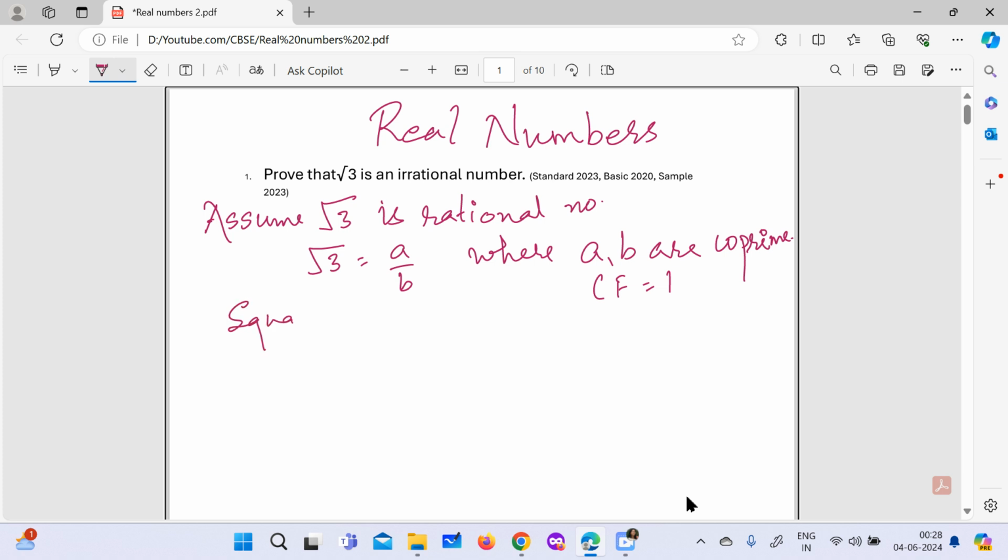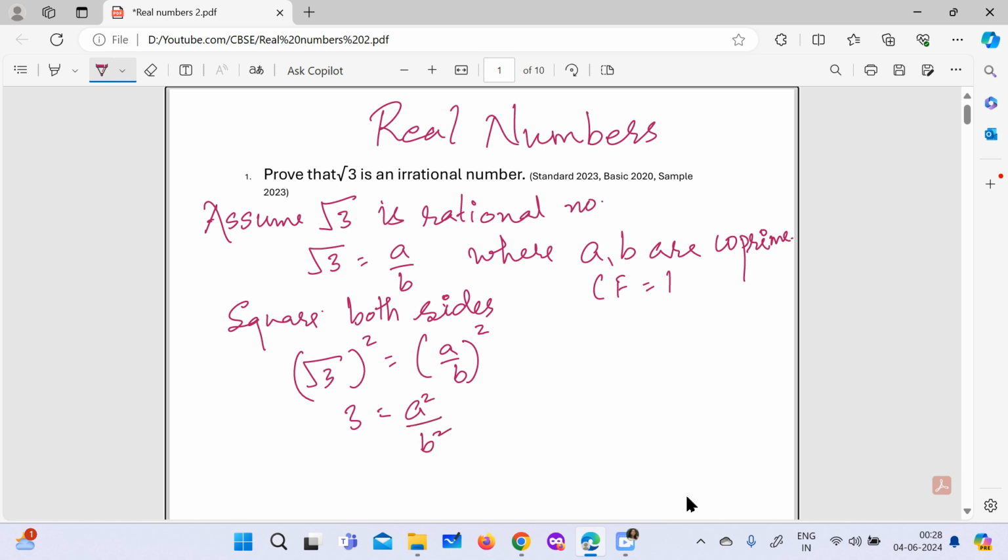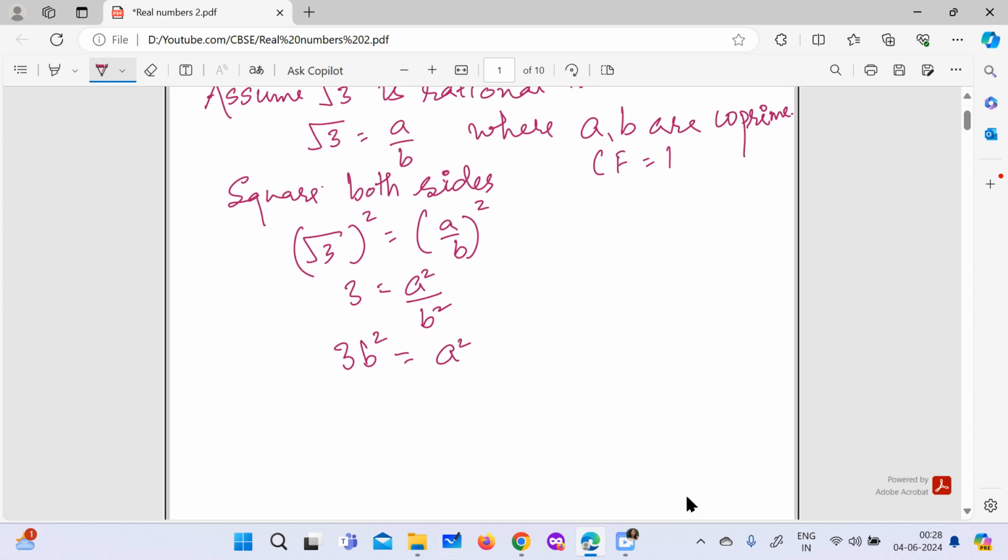Now we will square both the sides. Square both sides, and then you get root 3 whole square equals a over b whole square. So that is 3 is equal to a square upon b square. So this means that we can write this as 3b square equals a square, right? So 3b square is equal to a square means 3 divides a square, right? So we write 3 divides a square.